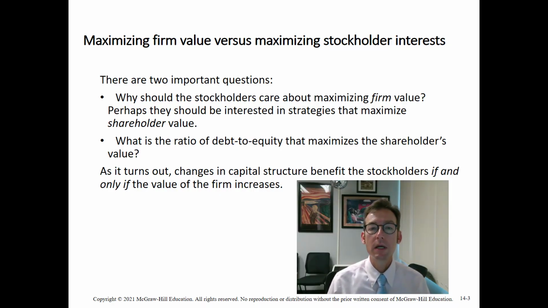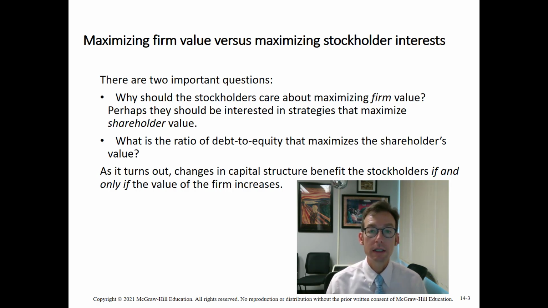So let's talk about maximizing the firm value versus maximizing stockholder interests. So there are two important questions. The first one is, why should stockholders care about maximizing firm value? After all, firm value is a combination of both stock and bonds. And stockholders, because they are rational human beings, don't really care what's going on with the bondholders. They care what's happening to them. And so we think maybe they should be interested in strategies that maximize shareholder value. And so the big question is, what is the ratio of debt to equity that maximizes shareholder value?